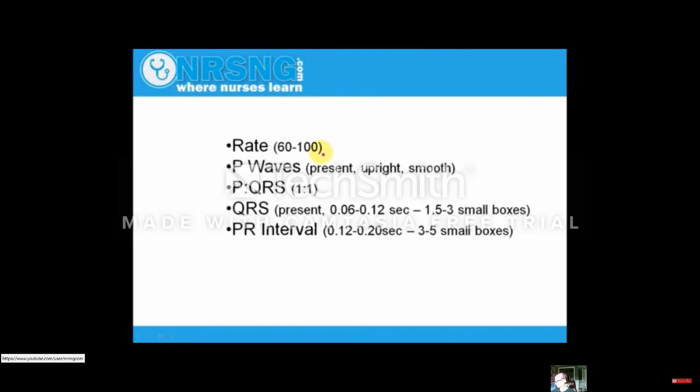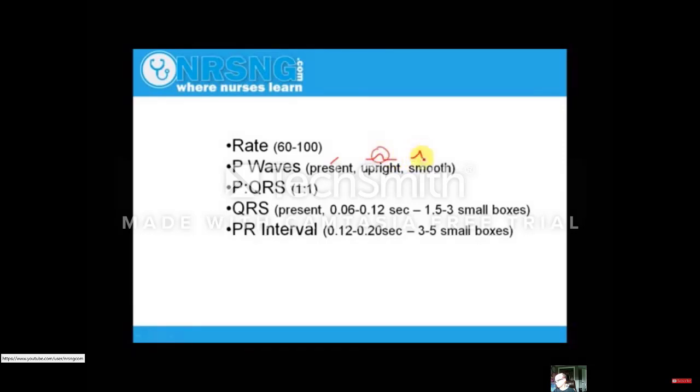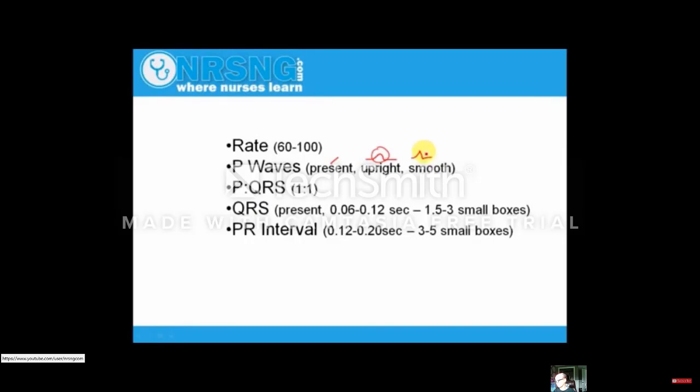Second of all, we're going to look at our P waves. We want to determine, are they present? Are there P waves, first of all? Are they upright? And are they smooth? Are they smooth like this, or are they pointed, or do they go down, or are they completely absent? So we want to say, do we have P waves? Are they upright, and are they smooth?